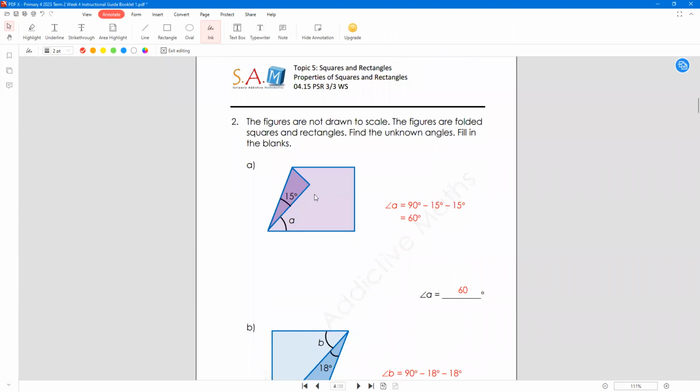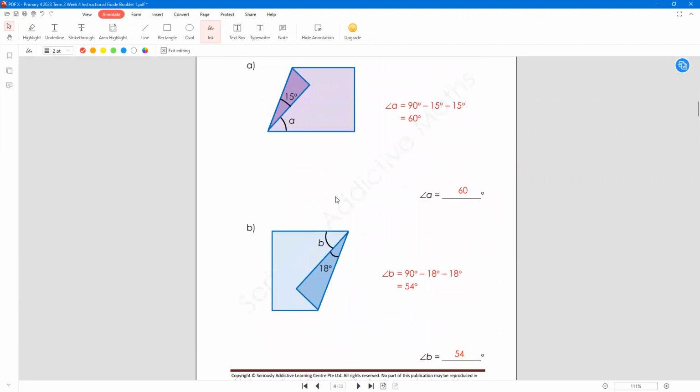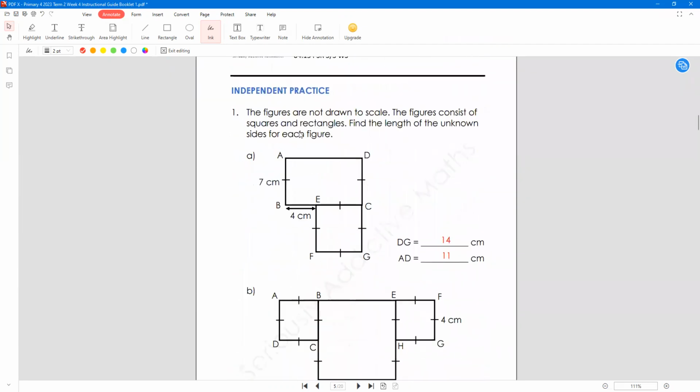Now, what about angles? Same concept, right? If you fold it, and let's say that this is unfolded, what would this be if you fold it? Now, if you unfold it, you'll notice that it's the same angle. So this is 15 degrees. And therefore, to find angle A, it would be the sum of a right angle, 90 degrees minus 15, minus 15. All right, then get them to do B on their own.